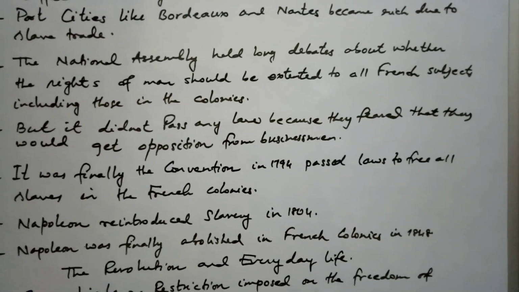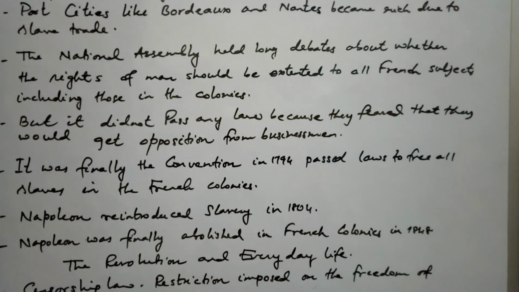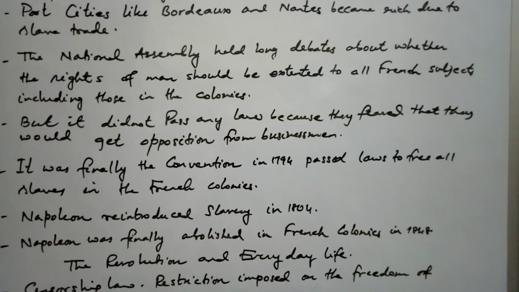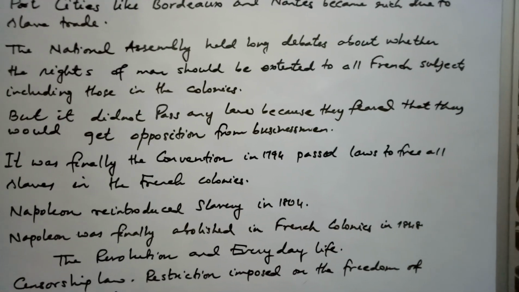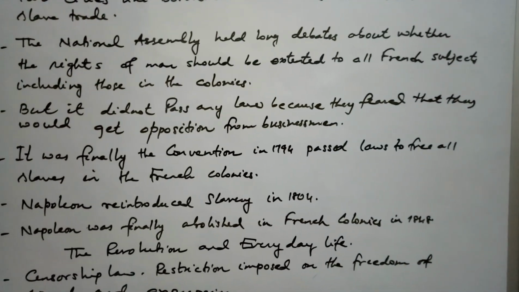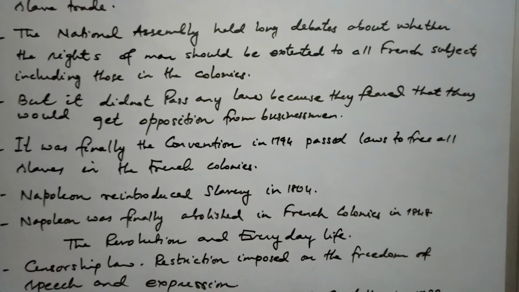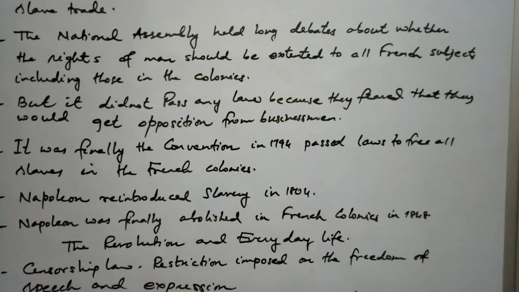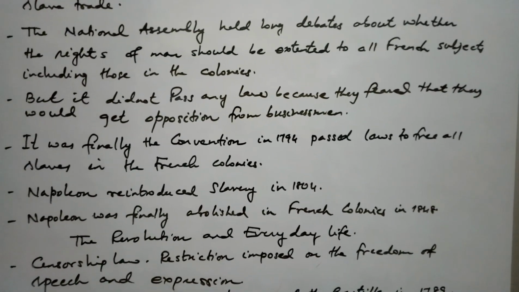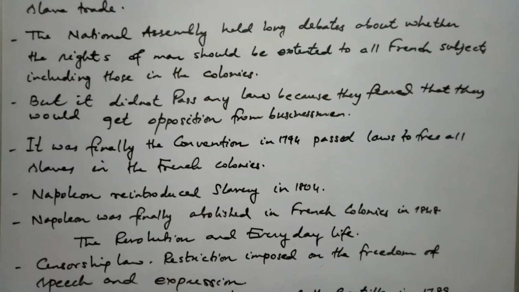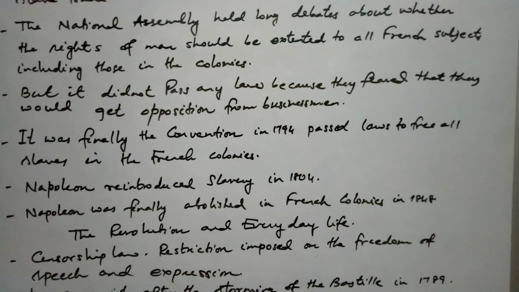So it was finally the Convention, the Jacobin government that was formed, that passed a law in 1794, and by this law slavery was abolished in all the French colonies. So the Convention in 1794 passed a law in which slavery was abolished in the French colonies.